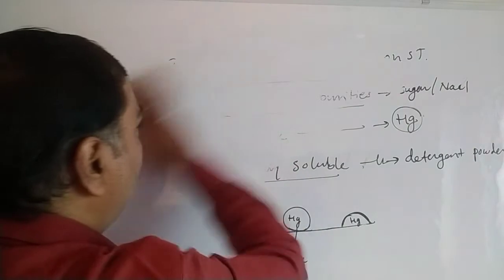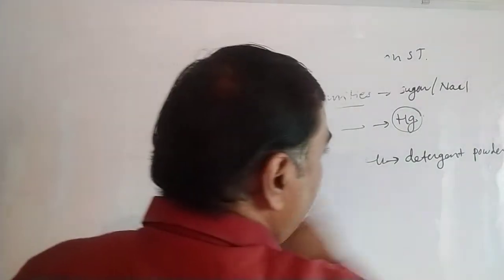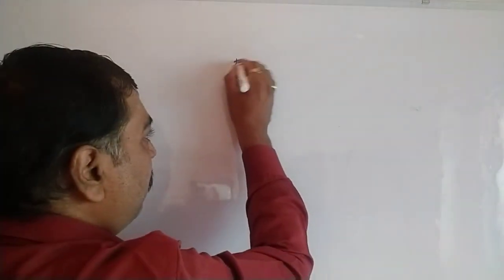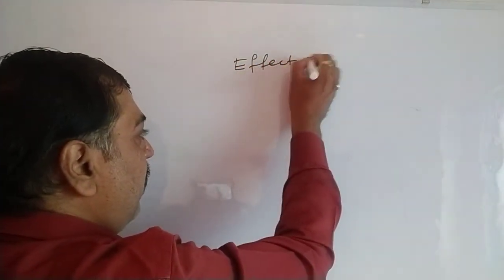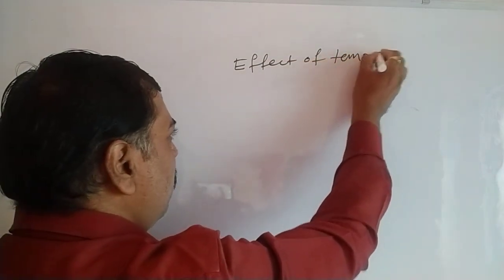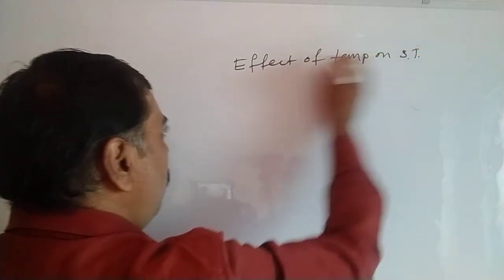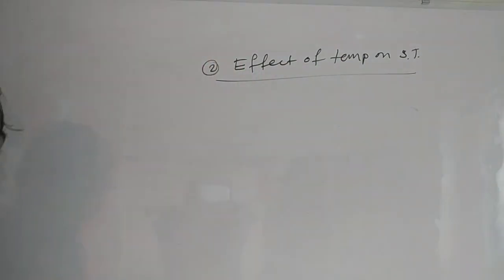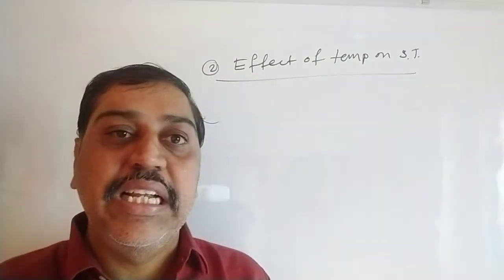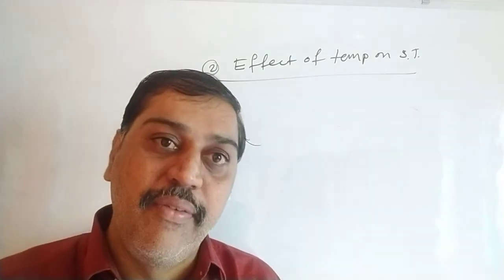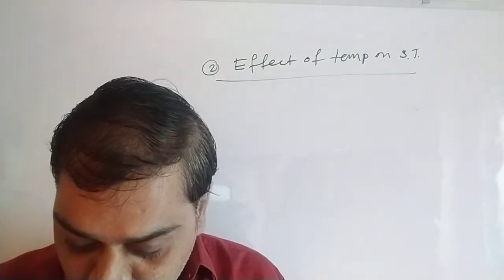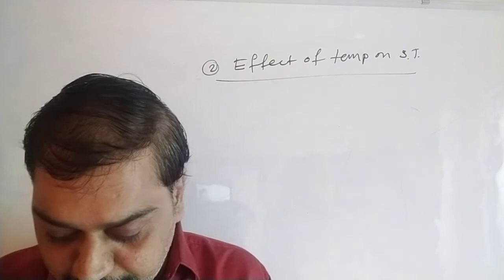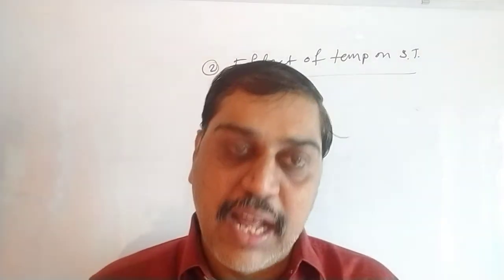Apart from this, one more part is remaining, how the temperature affects the surface tension of the liquid. Here is the second part of the same, effect of temperature. So let's go to the effect of temperature on surface tension. How the temperature affects the surface tension, that we have to see under this. It is seen that generally as temperature increases, surface tension always decreases. For most solid-liquid pairs, it is seen that as temperature increases, surface tension always decreases.